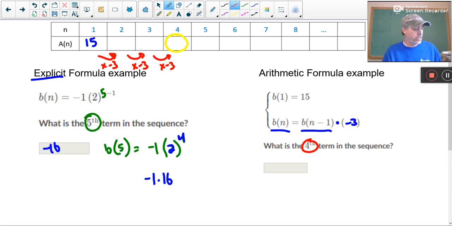So I'm going to type into my calculator right here, 15 times -3. That gives me -45. I'll choose blue for that. And then I'm going to multiply that number times -3, and that gives me positive 135.